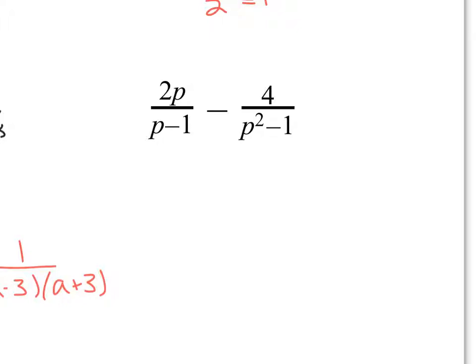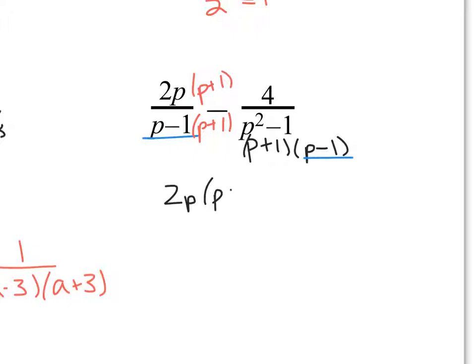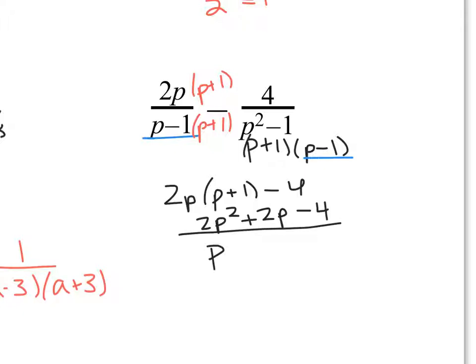Same thing when you have a common denominator, so let's factor the bottom of the right fraction, p plus 1, p minus 1. So they both obviously have a p minus 1, and I need to multiply the first fraction by p plus 1. So my numerator is 2p times p plus 1 minus 4, so 2p squared plus 2p minus 4. And this actually looks like it might factor, so I'm going to check with factoring in a second.